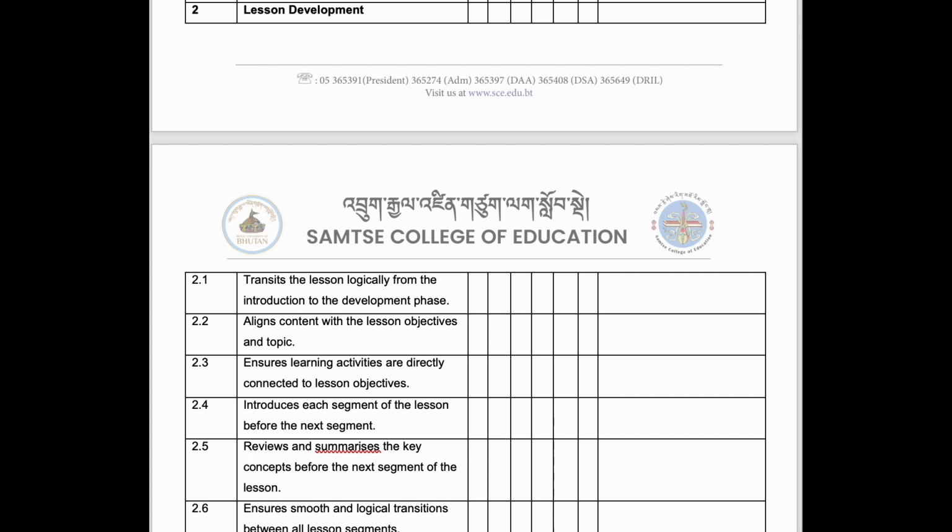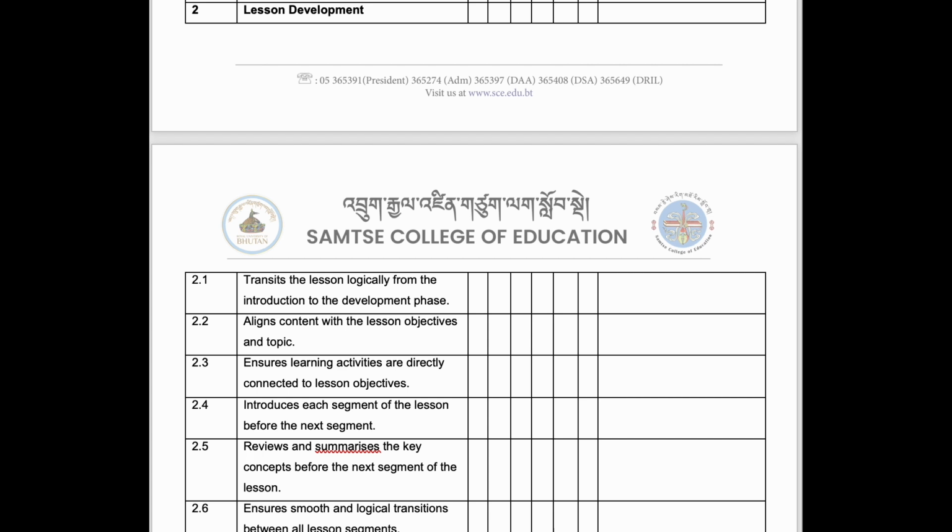Irrelevant content should be avoided. Learning activities should be clearly connected to the lesson objectives. For example, if the objective involves applying a concept, then the activity should allow learners to practice application, not just recall facts. The student teacher should introduce each segment of the lesson clearly before moving to the next. This helps learners understand the structure of the lesson and reduces confusion.